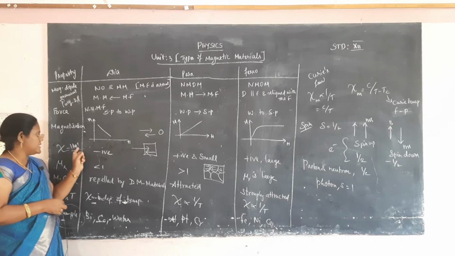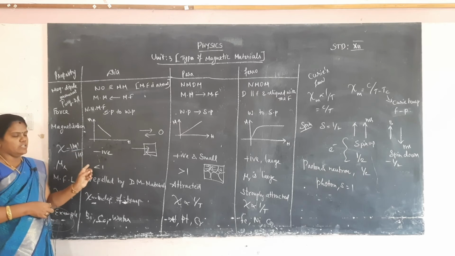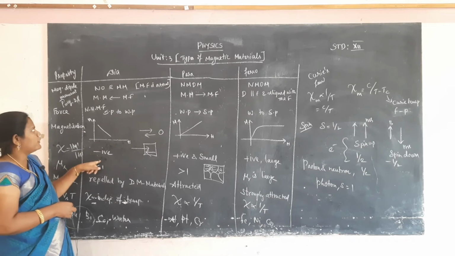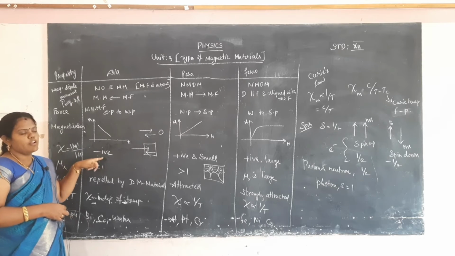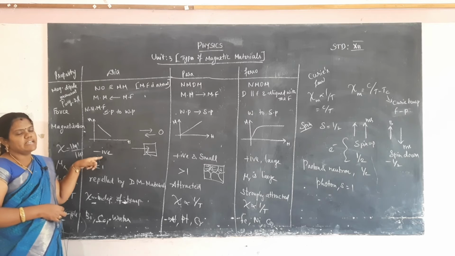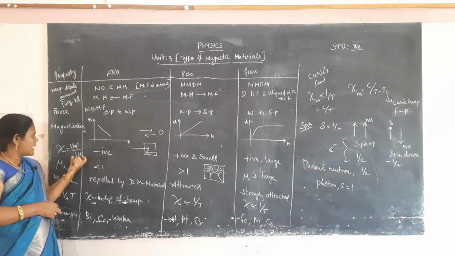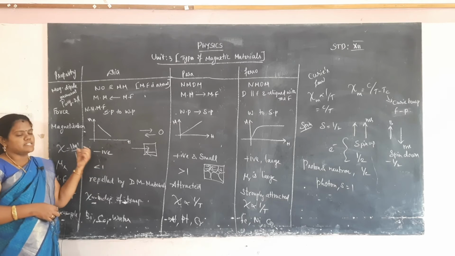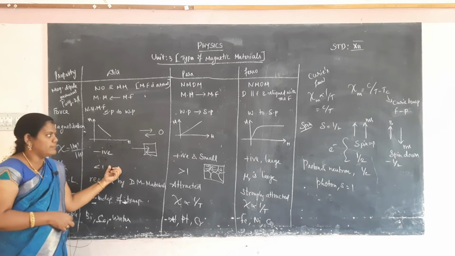Susceptibility is the ratio of magnitude of magnetization to magnetizing field, M by H. It will be negative for diamagnetic material. What's the meaning of negative? We increase the magnetizing field, but the magnetization decreases. So the susceptibility value will be negative.